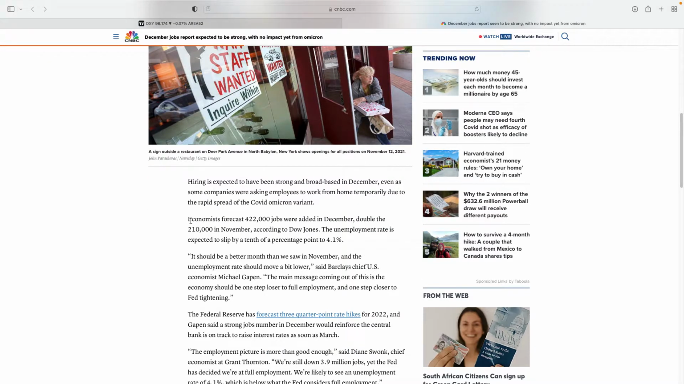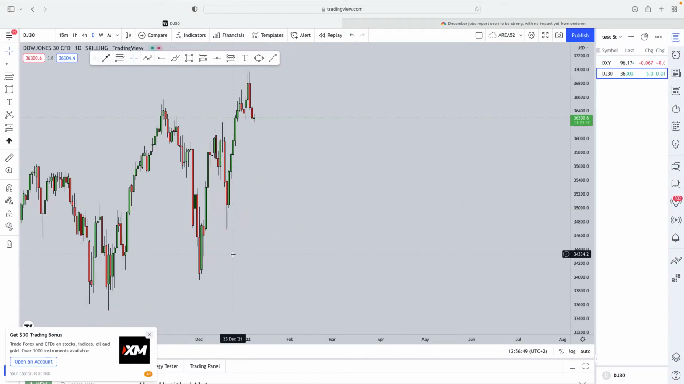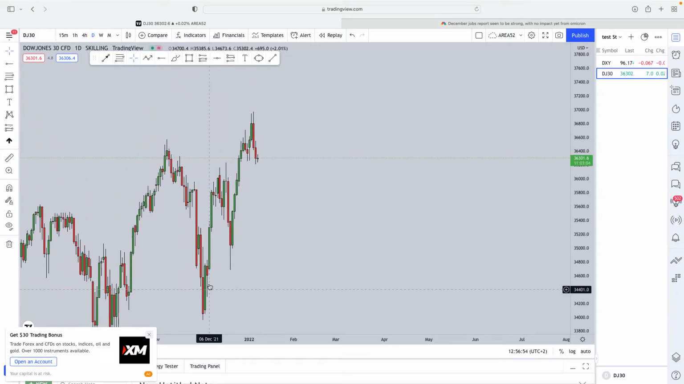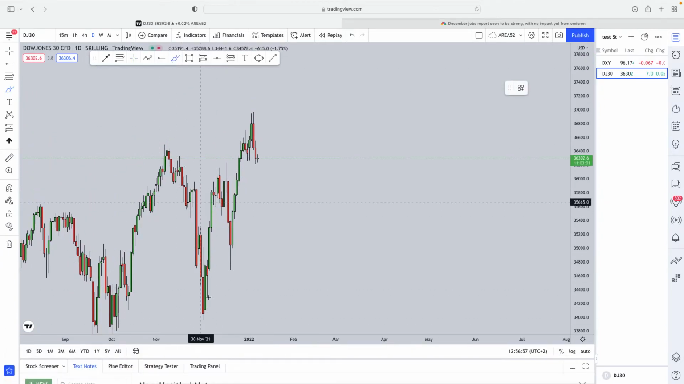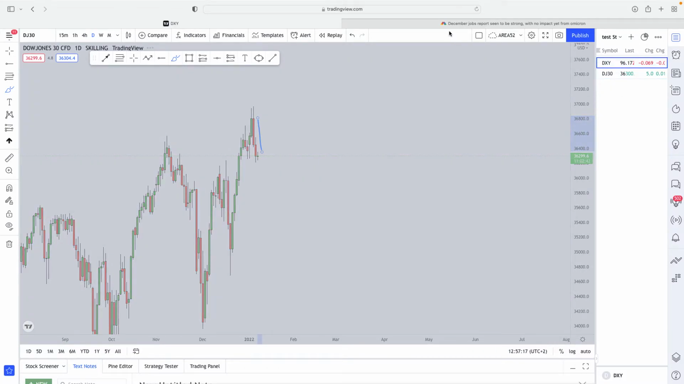Next thing I want to speak about also, economists forecast 422,000 jobs were added in December, double the 210,000 we saw in November, according to the Dow Jones as well. If you have a look at the Dow Jones quickly over here, the Dow Jones started very positively in December. We saw a short sell-off, but for the remainder of December, the Dow Jones was quite bullish as well. Again, we can see how the bearish momentum is starting on the Dow Jones. So that could potentially carry over into next month's job report.